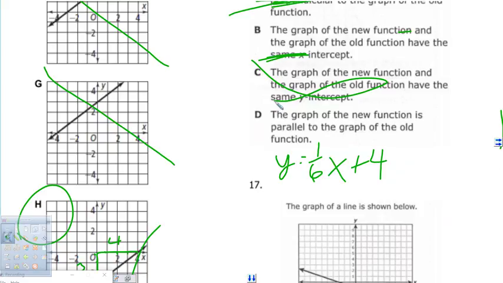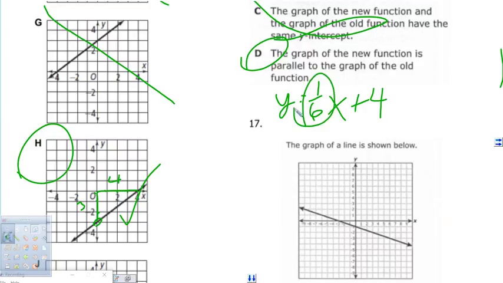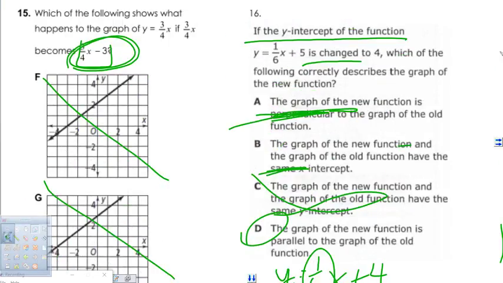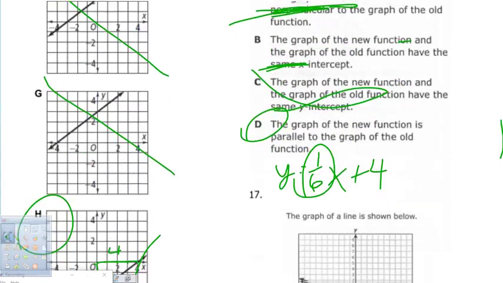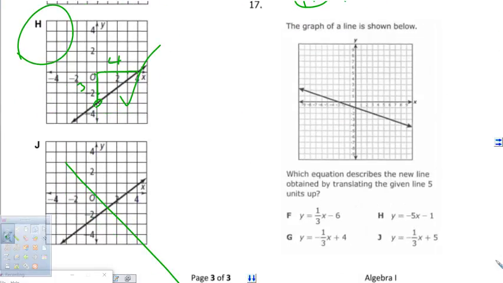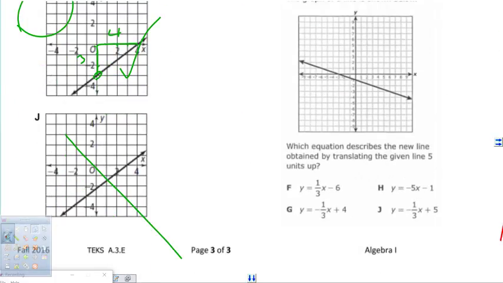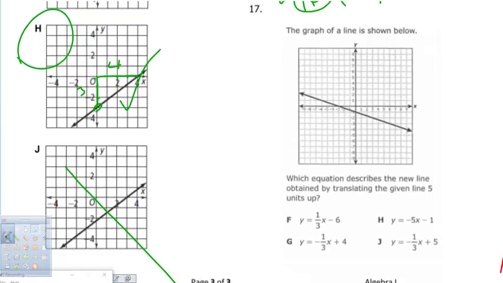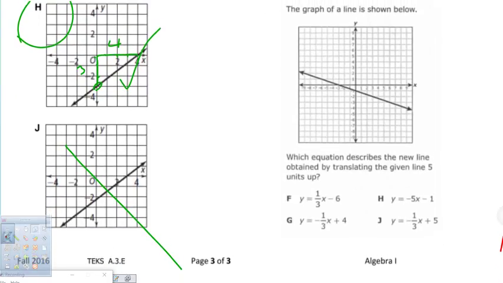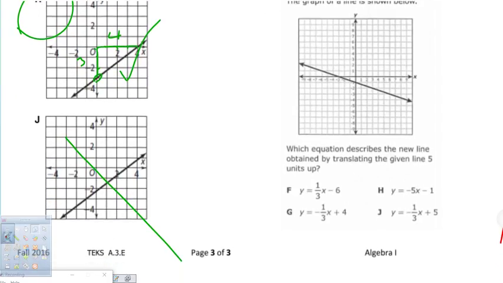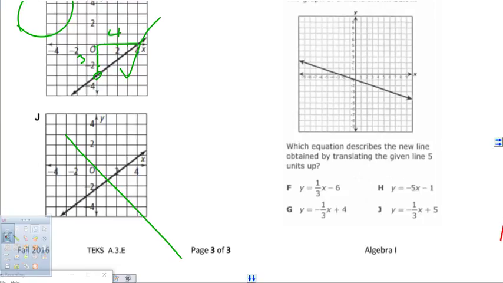The graph of the new function is parallel to the graph of the old function. That is true because 1/6 and 1/6. Same slope, must be parallel. Alright, last one. The graph of a line is shown below. Which equation describes the new line obtained by translating the given line 5 units up?